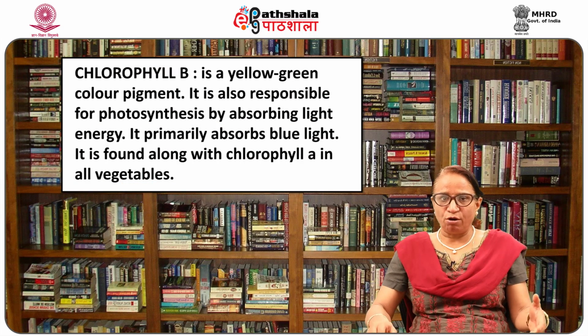Chlorophyll B is a yellow green color pigment. It is also responsible for photosynthesis by absorbing light energy. It primarily absorbs blue light. It is found along with chlorophyll A in all vegetables. Amount of chlorophyll A and B varies in different vegetables as per their species. Generally, chlorophyll A is found in more amount than chlorophyll B. The ratio is 1:3.